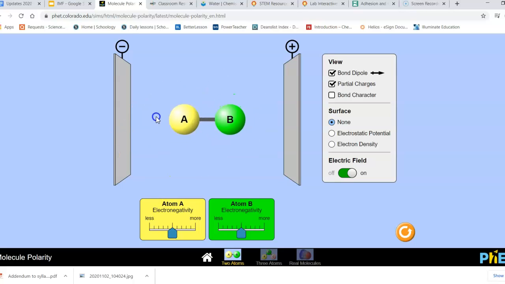Great. So now let's change this up. I'm going to make A different, either less electronegative or more electronegative. So let's make it less. If I make A less electronegative, let's predict what's going to happen. If A is weaker, the electrons of A are going to try to shift towards B, and that's exactly what's going to happen.